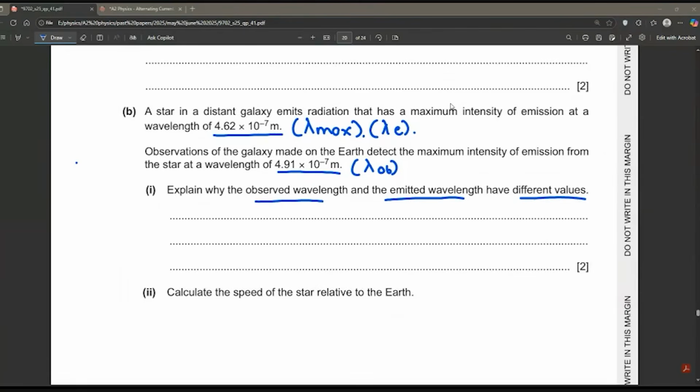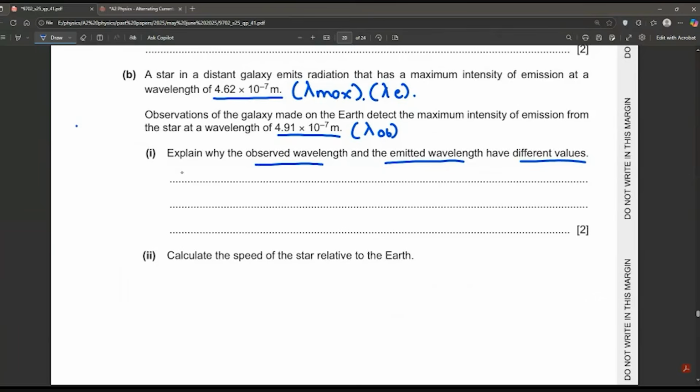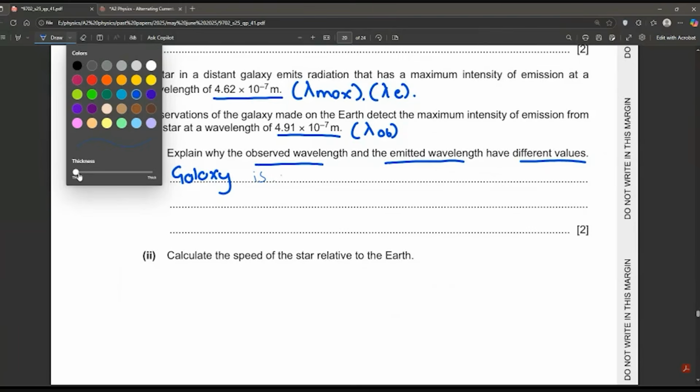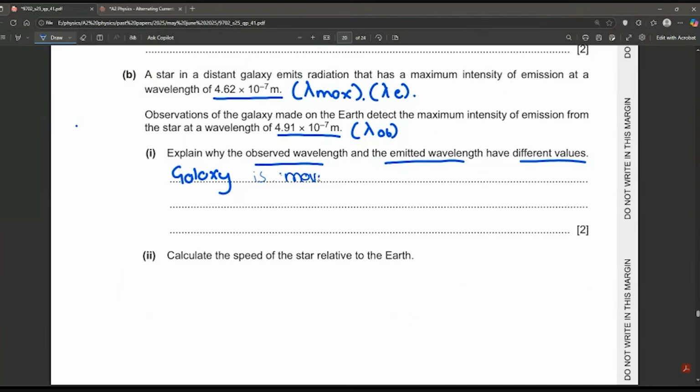Because the galaxy is moving away from the Earth. The galaxy is receding away from the Earth. Observed wavelength is redshifted and hence it is greater. You will say the galaxy is, let me thin this up. Galaxy is moving away from Earth.